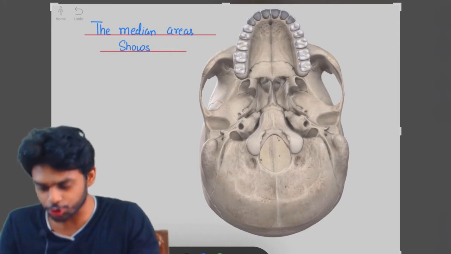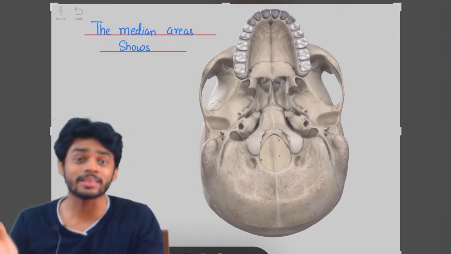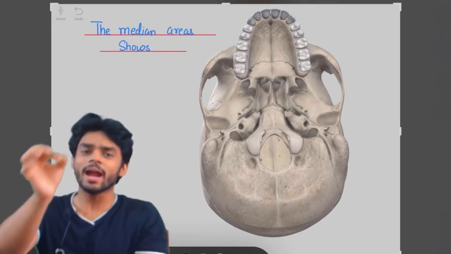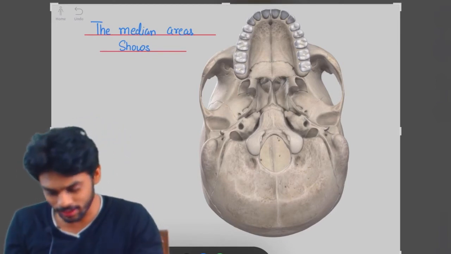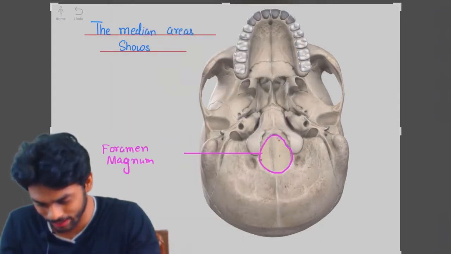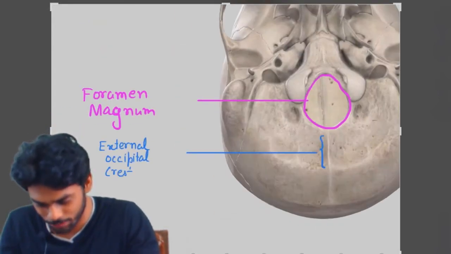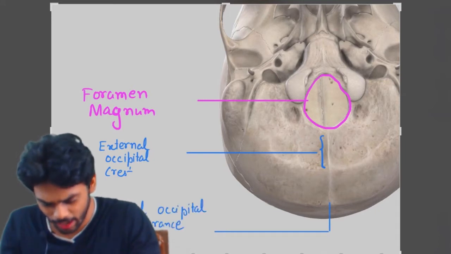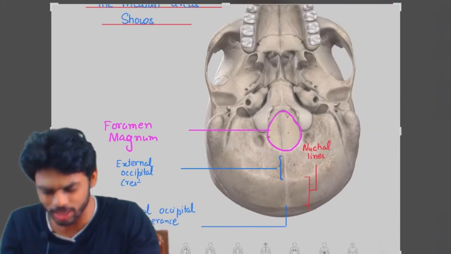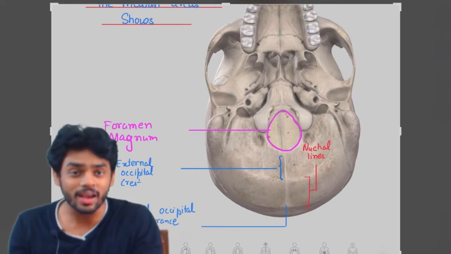The median area shows, first is foramen magnum, then external occipital crest, then external occipital protuberance, and last the nuchal lines. Let me show you on the diagram. Here you can see the foramen magnum. Okay, then you have this external occipital crest, and here you have external occipital protuberance, and on both the sides you have the nuchal line, about which we are going to study now. These are the structures which are present in the median area.